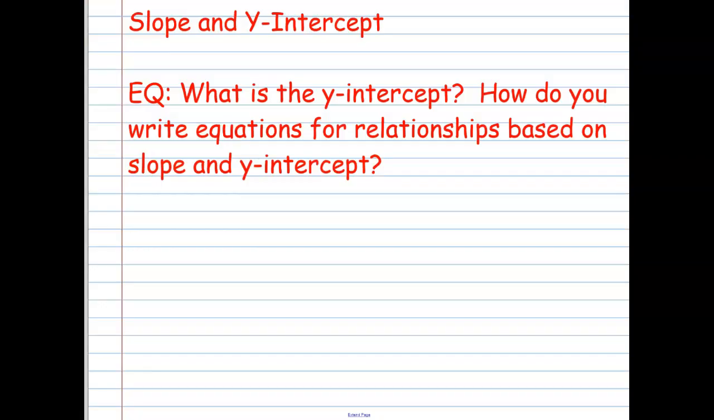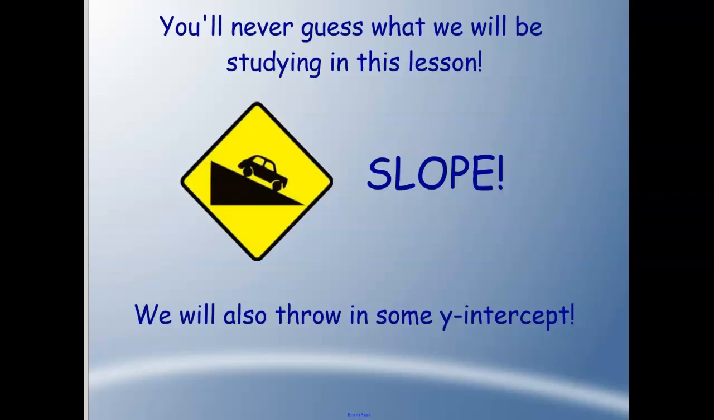All right, go ahead and pause and create a new entry in your notebook. Make sure you add this to your table of contents. So today we're going to look at slope, surprise, surprise, but also y-intercept. So our EQ is, what is the y-intercept? How do you write equations for relationships based on the slope and the y-intercept?